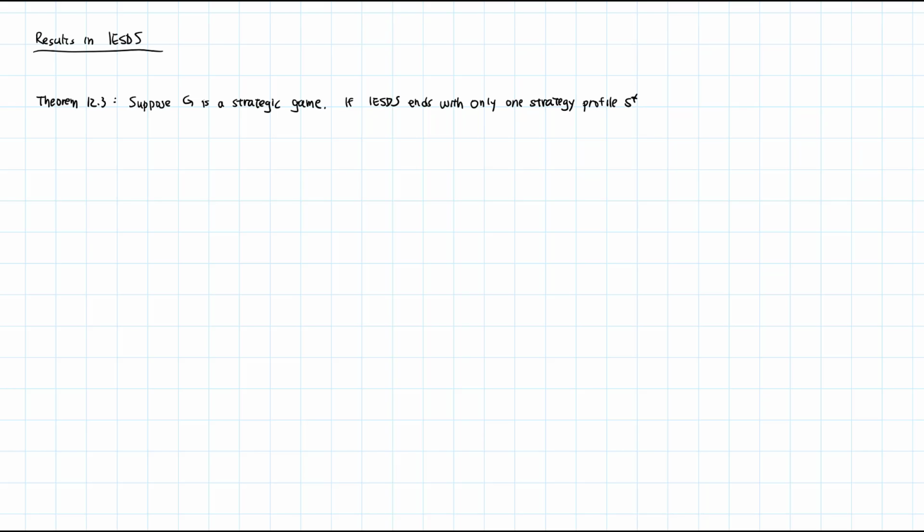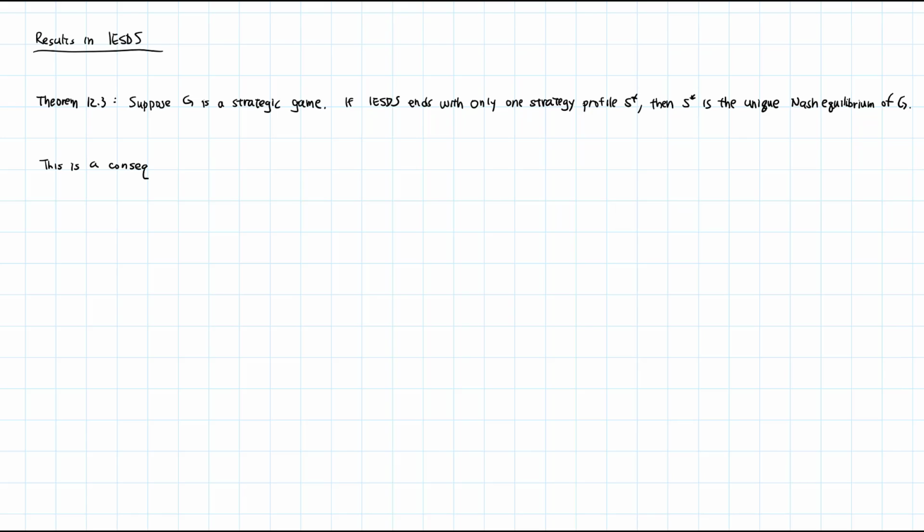We now explain why iterative elimination of strictly dominated strategies is a process that finds a Nash equilibrium if we do make it to the end. Here is the main theorem. Suppose G is a strategic game. If IESDS ends with only one strategy profile S star, then S star is the unique Nash equilibrium of G.